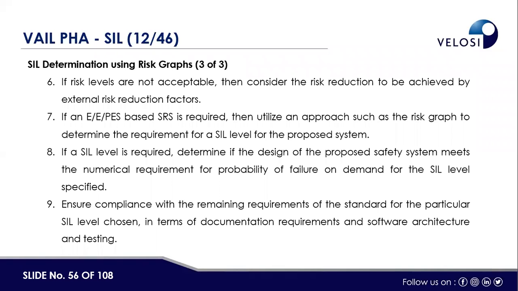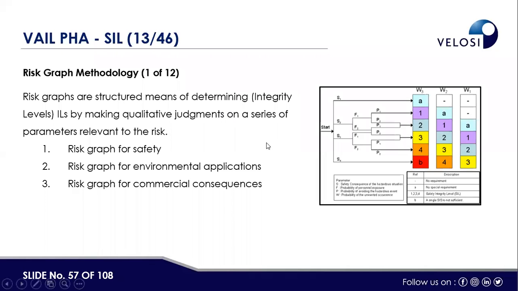And then in the end, we have to ensure the compliance with the remaining requirements of the standard for the particular SIL level chosen in terms of documentation requirements and software architecture and testing. Similarly, like this graph, it is also with respect to safety, environmental application, and commercial consequences as well. Because sometimes in the company's risk matrix, the values are different from the safety point of view or environmental point of view or commercial point of view. So we can determine for each separately as well.